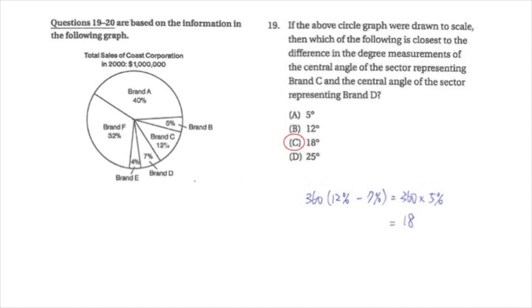Question 19, we're asked to find the difference in the degree measurement of the central angle of the sector representing Brand C and the central angle of the sector representing Brand D. To do that, simply find the difference between the percentage of Brand C, which is 12%, and Brand D, which is 7%, and multiply that with 360 degrees. That would be 360 times (12% minus 7%), which equals 360 times 5%, which equals 18 degrees.